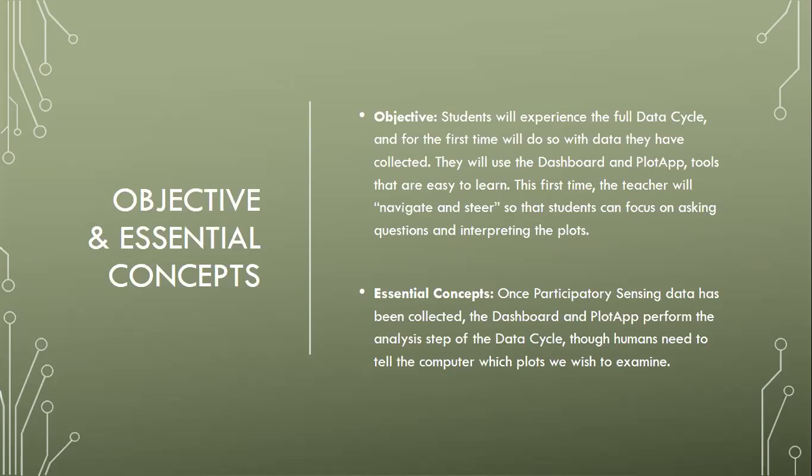Essential concepts. Once participatory sensing data has been collected, which is what we've been doing for the past month, the dashboard and plot app perform the analysis step of the data cycle. Although humans need to tell the computer which plots we want to see. So our dashboard and plot app will give us the visual representations that we want to do the analysis step, but we need to tell it what we want to see.